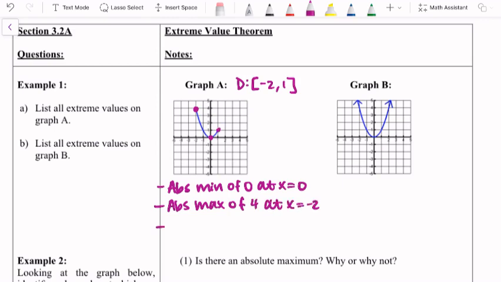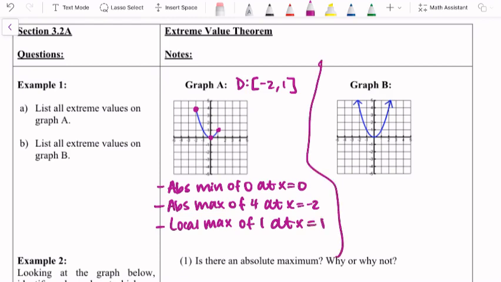And we have another maximum. It is a maximum, but it's not the highest point. So I'm going to say that it's just a local max of 1 at x equals 1. Neat. Okay, and just one thing to keep in mind is that we had our endpoints here.